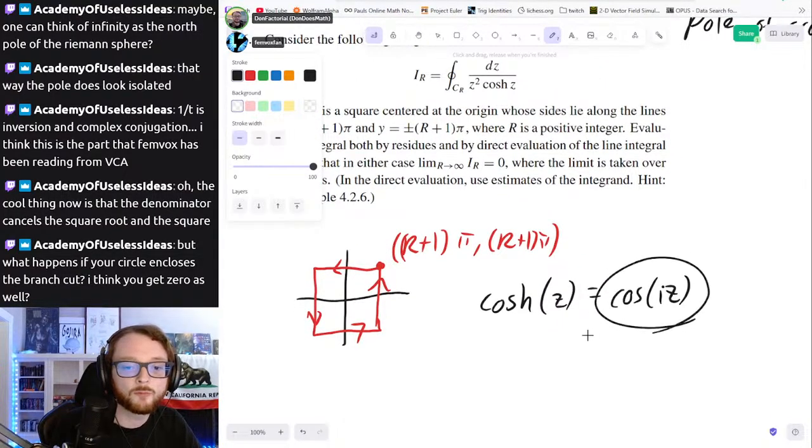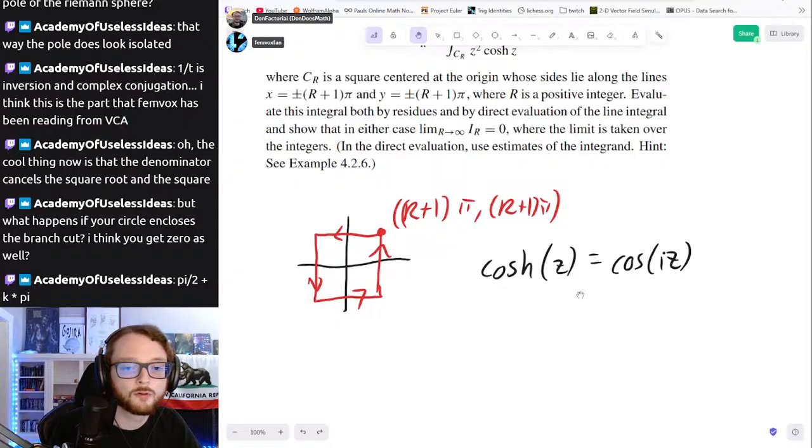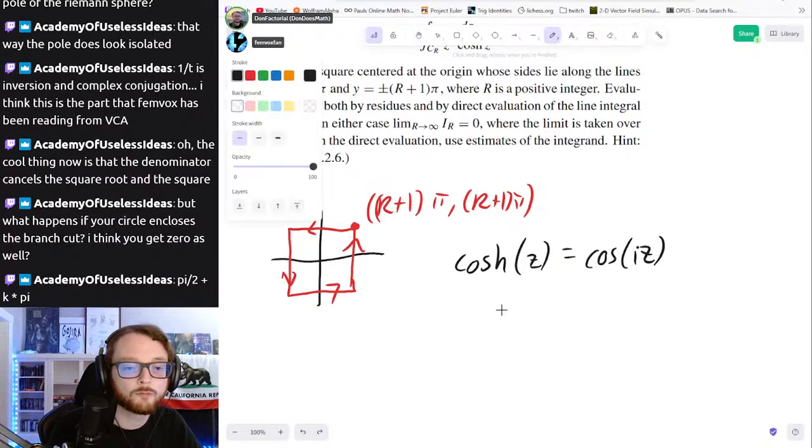Yeah, and so I think from this, cosh of z is 0 when cosine of iz is 0, and cosine of iz is 0 when iz is pi over 2 plus k pi. I think we need i pi over 2 plus k pi.